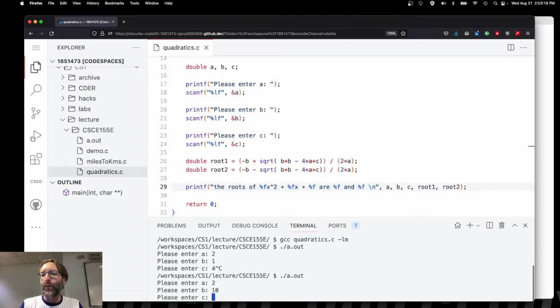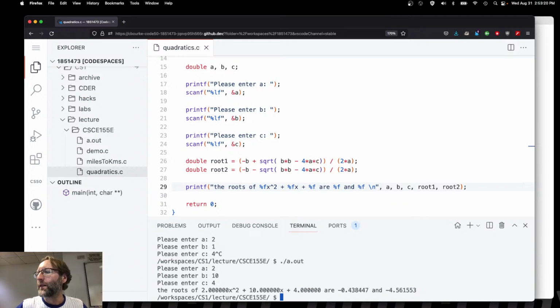2, 10, and 4. Right? Those are my favorite coefficients, because they work. How do I know I'm right? Is that correct? Yeah, do the math. Pull out your calculator and verify. That's called testing. That's what the web grader is doing.